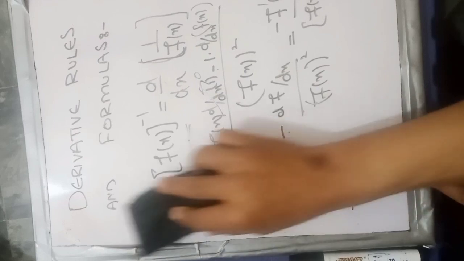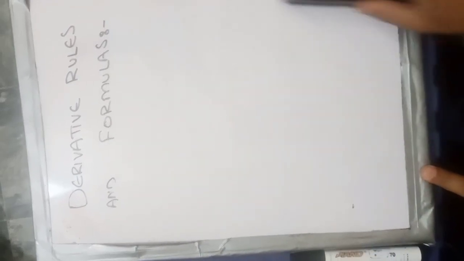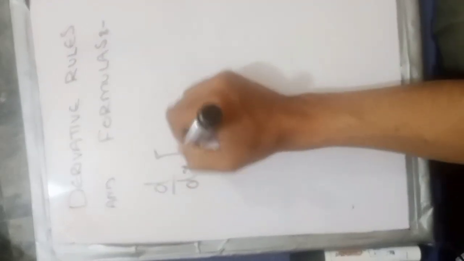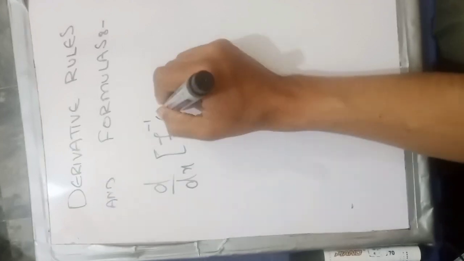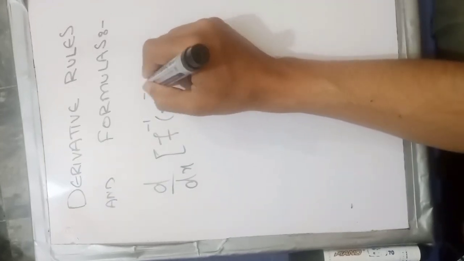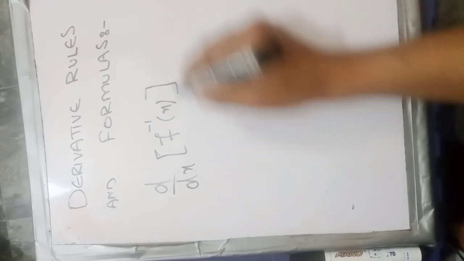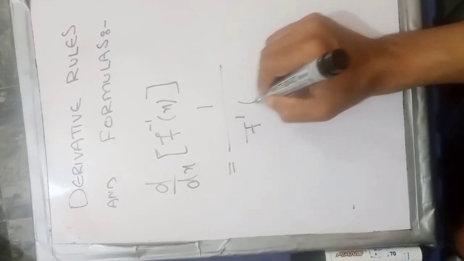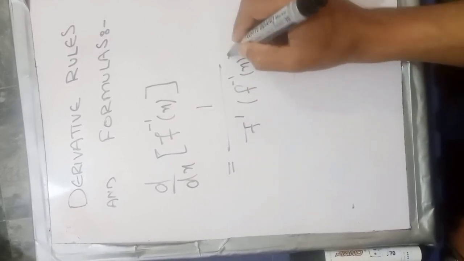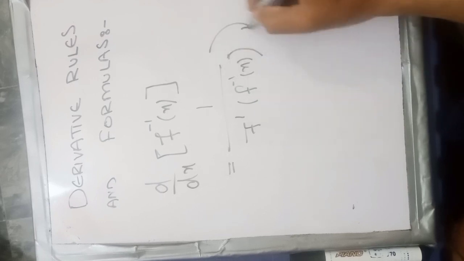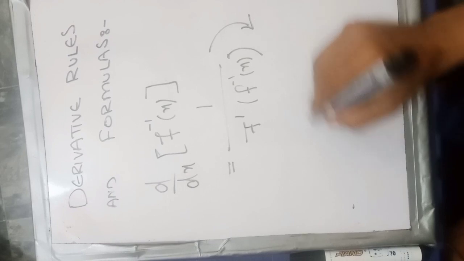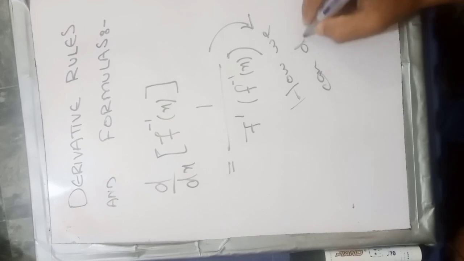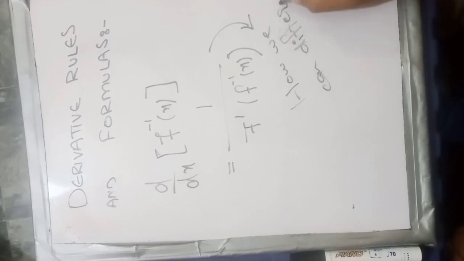And the last formula which we can discuss today is the derivative of f inverse of x. What we do is just 1 over f derivative of f inverse of x. That is the formula, and it's up to you. You can tell in a comment how we can differentiate and get the desired formula.